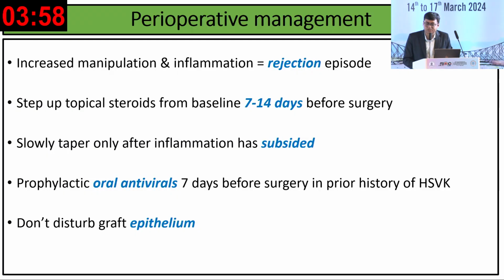And since we are manipulating the anterior chamber and inciting inflammation in a quiet eye, there is a high chance that the graft can reject. So from the baseline, just step up the topical steroids at least 7 to 14 days before the surgery. And only when you are sure in the post-operative period that the eye has become white, there is no inflammation, start slowly tapering the steroids and bring them back to the original level.